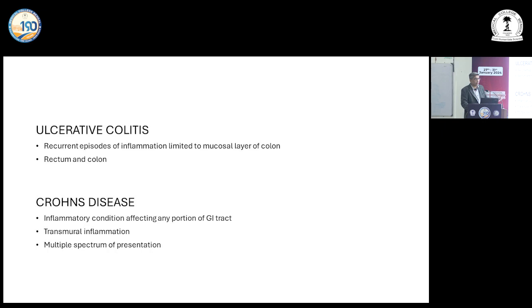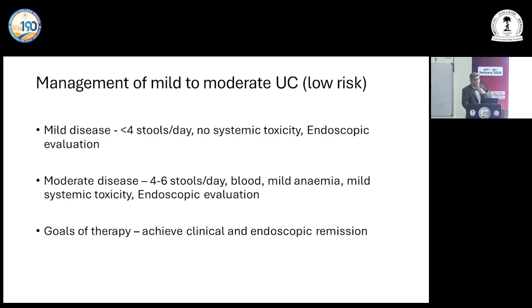So I've divided my talk into 4 halves. Management of mild to moderate ulcerative colitis, which is quite a low risk. Moderate to severe UC. Mild Crohn's disease, again low risk, and management of severe Crohn's. So starting with management of mild to moderate UC, which are actually low risk patients.